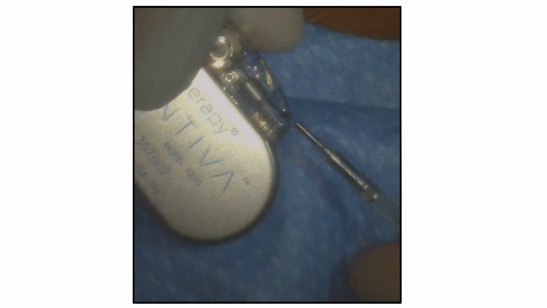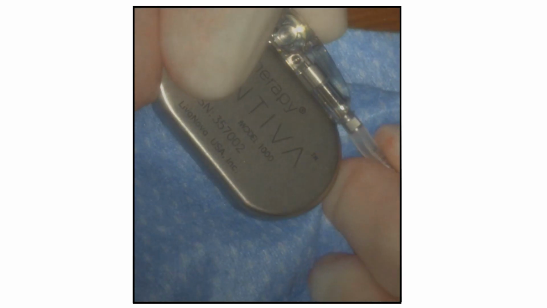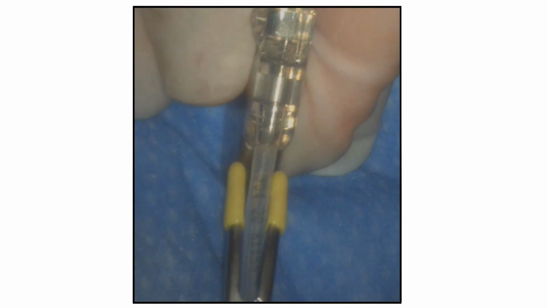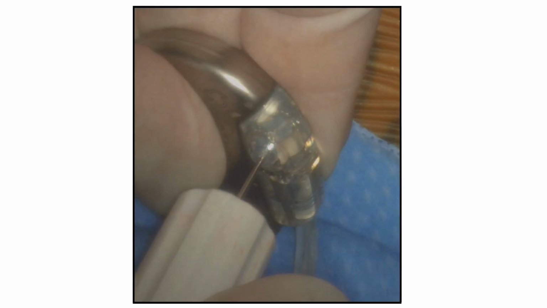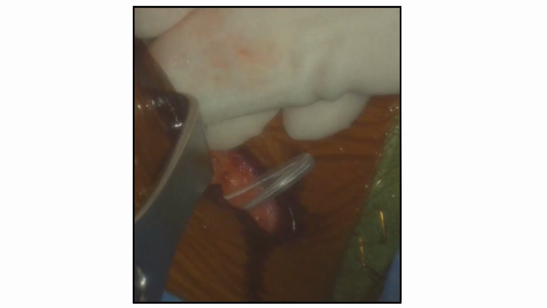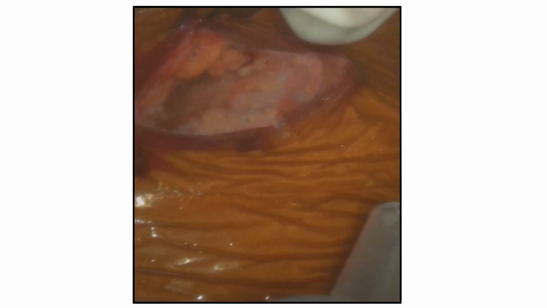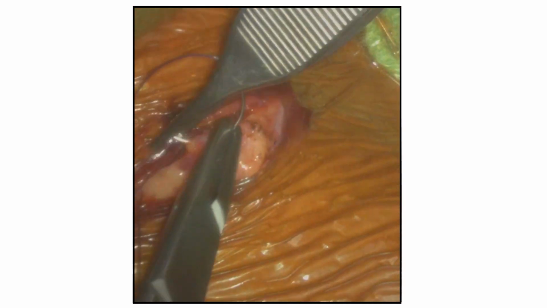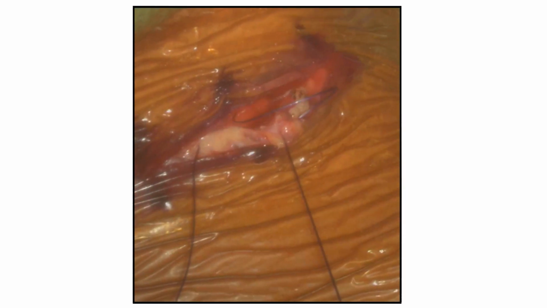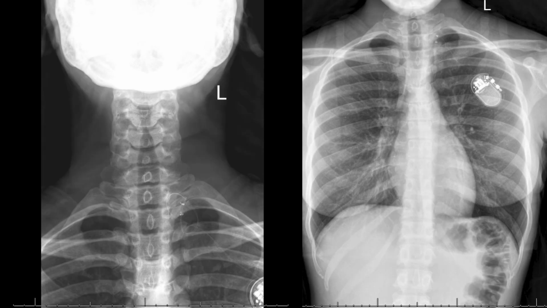The generator is then connected. A test stimulation is performed to confirm adequate connection without adverse effects. The generator can then be internalized and secured. The incisions are then irrigated and closed. Follow-up X-ray showed adequate placement of the stimulator.